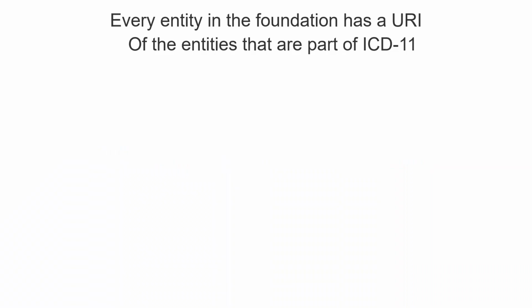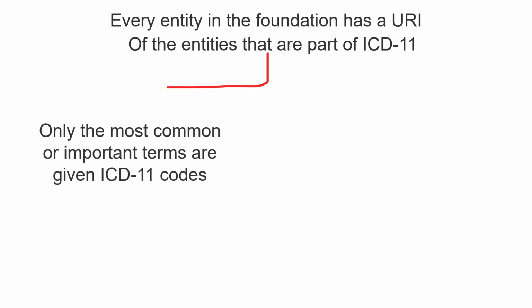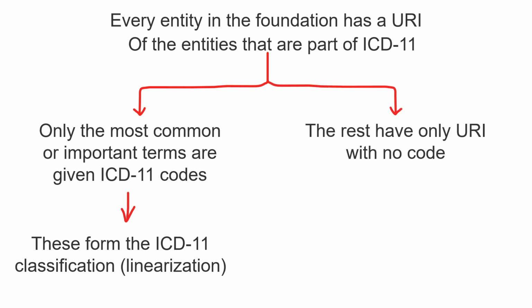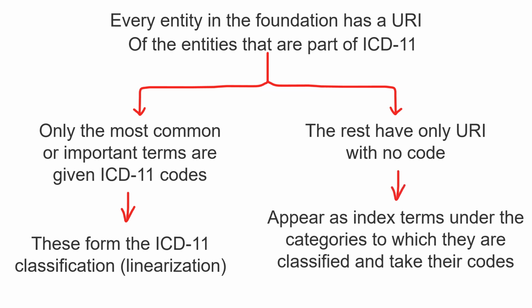Now let's put it all together. Every entity in the foundation has a URI. Of the entities that are part of ICD-11, only the most common or important terms are given ICD-11 codes. These form the ICD-11 classification or linearization. The rest have only a URI and no code. These will appear as index terms under the categories to which they are classified and will take their codes.